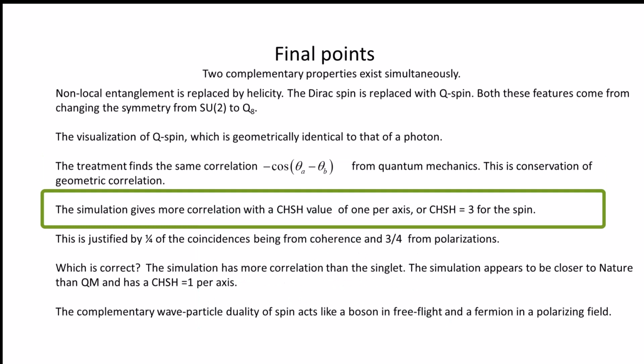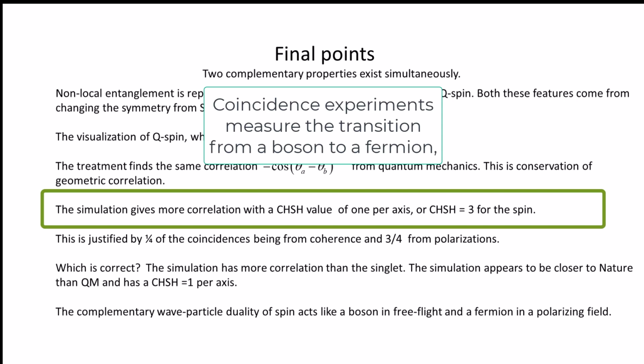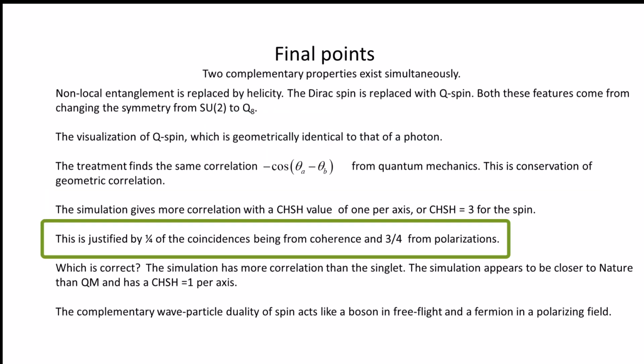The simulation gives more correlation, with a CHSH value of 1 per axis, or a CHSH value of 3 for the spin. The simulation does not use the starting point as a singlet state, but rather the 3 axes, and follows the transition of a spin 1 to a spin 1/2, or from a boson to a fermion. This is also justified by 1/4 of coincidences being from the coherence and 3/4 from polarizations.